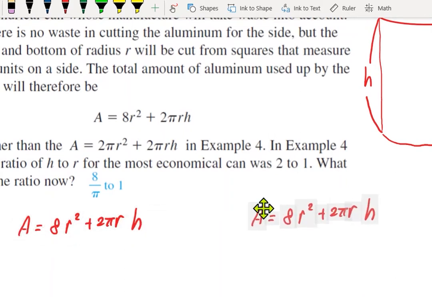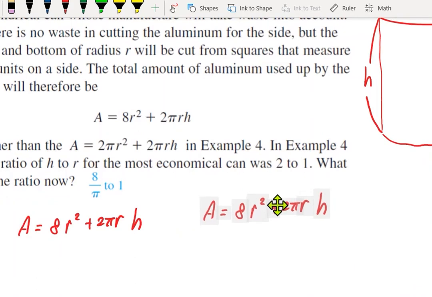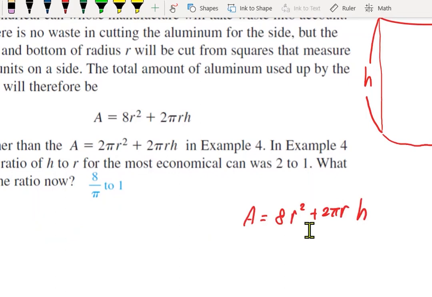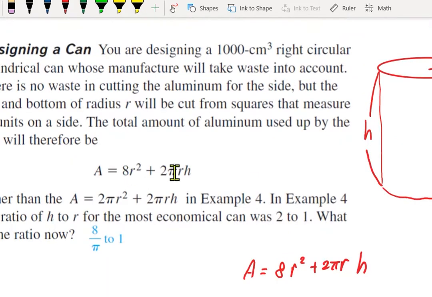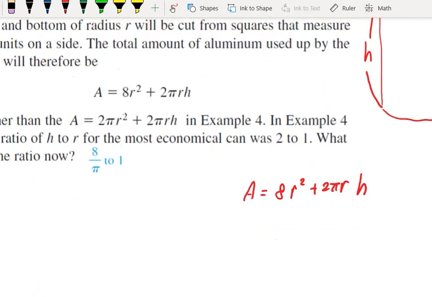We need to find the relationship between r and h, so we can replace one variable, right? They are not two independent variables, so they are dependent. We need to find that dependency, and we get it out of this statement. The volume has to be 1000 cc. So volume is pi r squared, base area times height, isn't it? And this needs to be 1000.